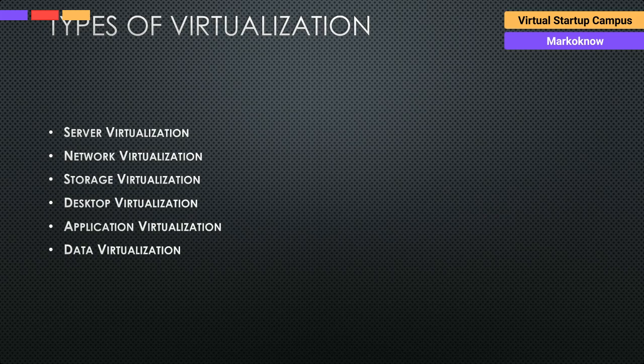Okay, from here we will move forward with virtualizations. So these are the six types of virtualizations. Okay, so server virtualization, network virtualization, storage virtualization, desktop virtualization, application virtualization, and data virtualization.